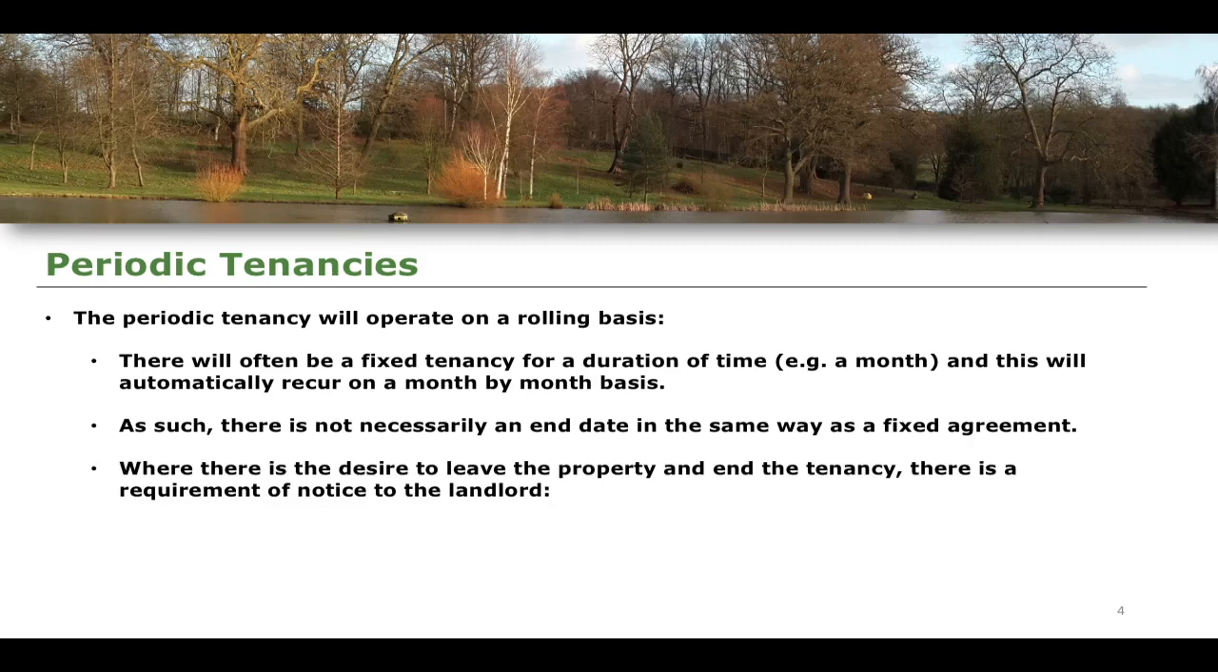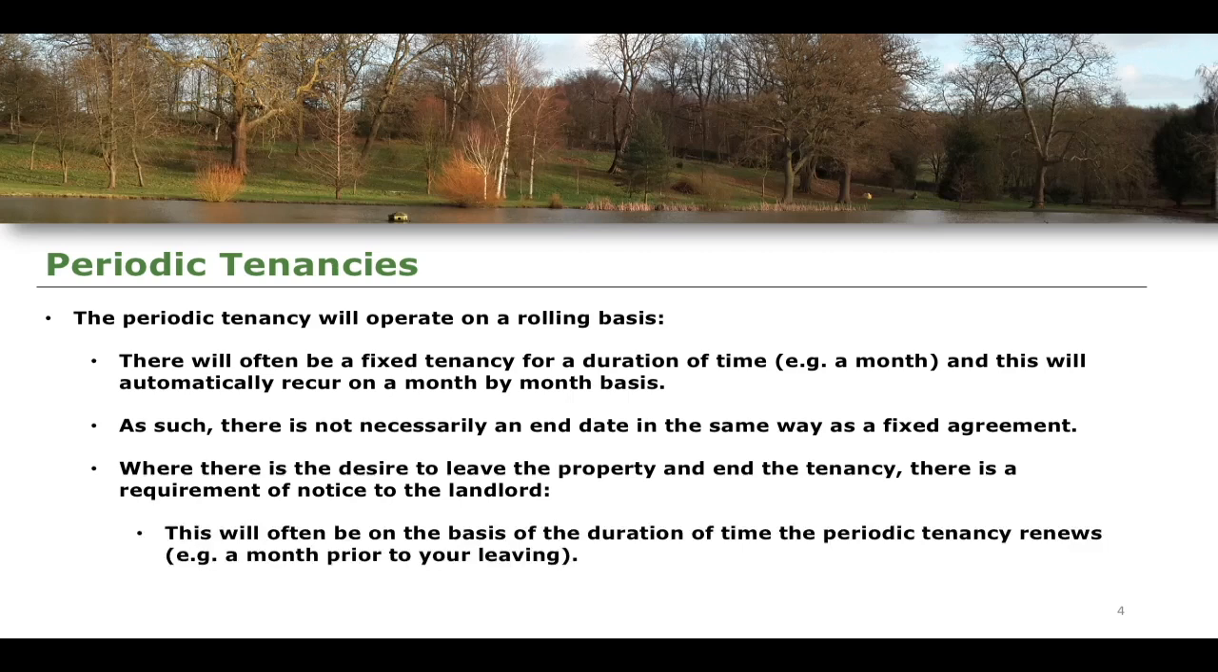But where there is a desire to leave the property and end the tenancy, there is a requirement of a notice to the landlord. This will often be on the basis of the duration at which point the periodic tenancy renews. So if it is a month-on-month rolling basis, you'll probably have to give a month's prior notice that you are leaving the property. If it's 3 months, then 3 months. It could be a month rolling basis, but you might be asked to give 2 months' notice, depending on what is in the agreement. Although standard agreements tend to be for the duration of that period in which you have that rolling basis, that will be the period of notice that you should really give.